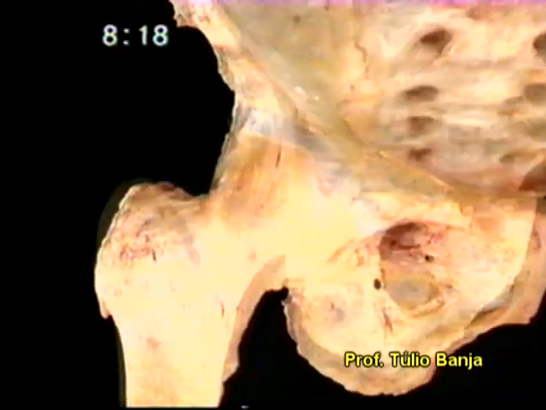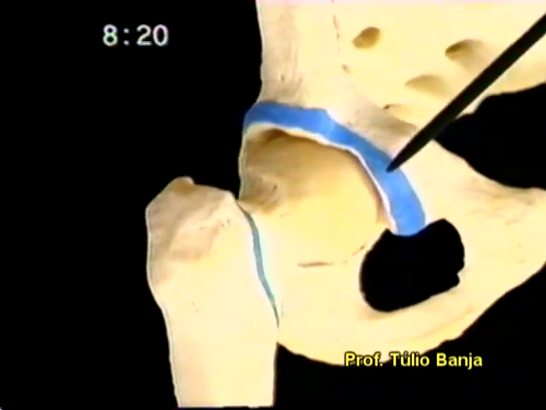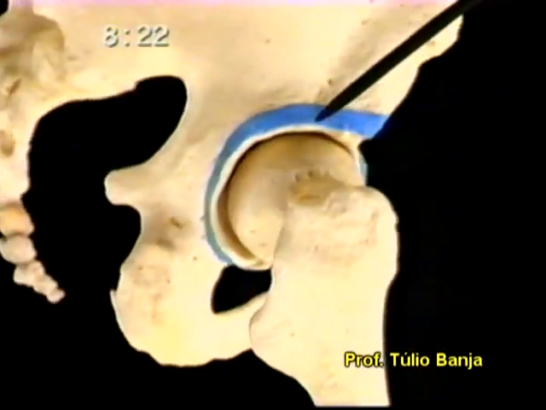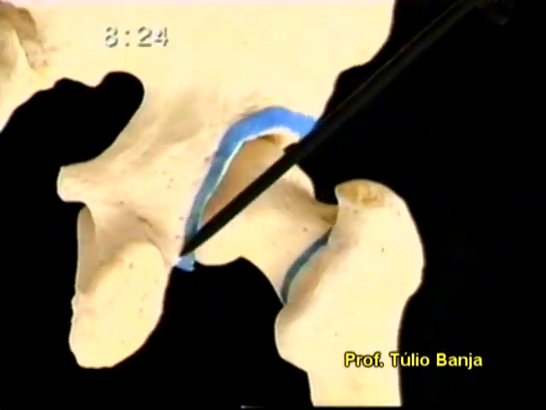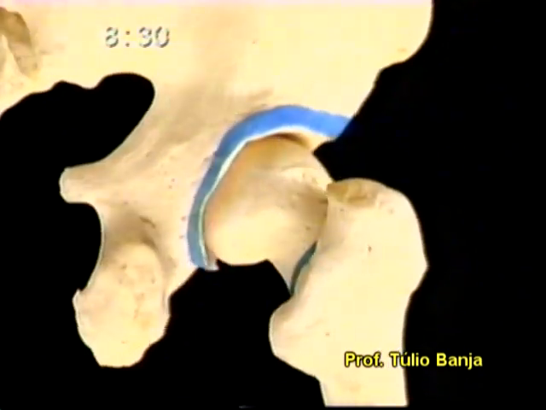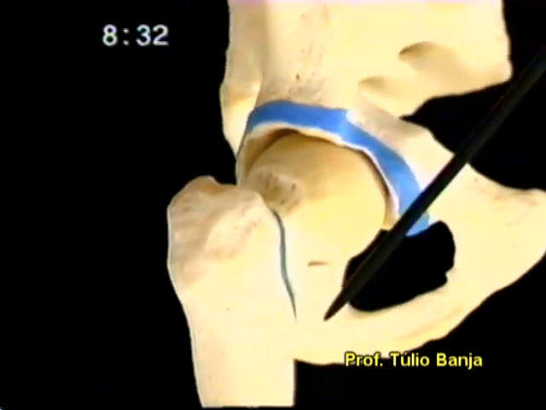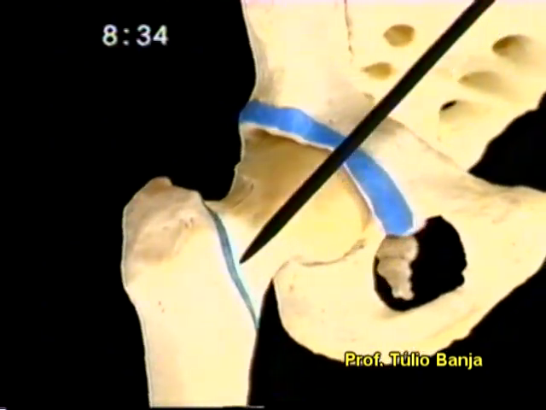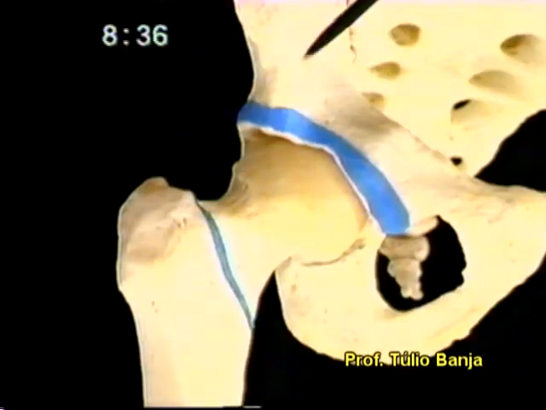The capsule is attached to the hip bone all the way around the acetabular labrum. On the back of the femur, the capsule is attached partway along the femoral neck. On the front of the femur, the capsule is attached out here on the intertrochanteric line.